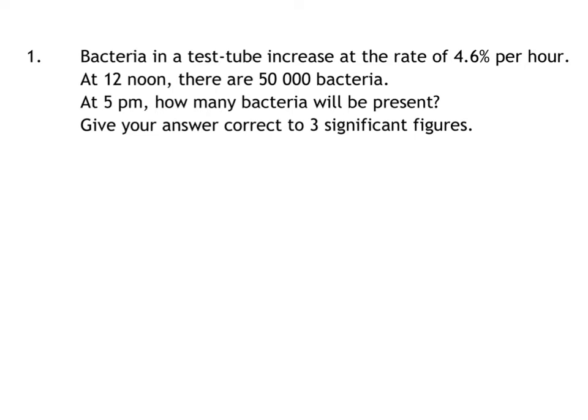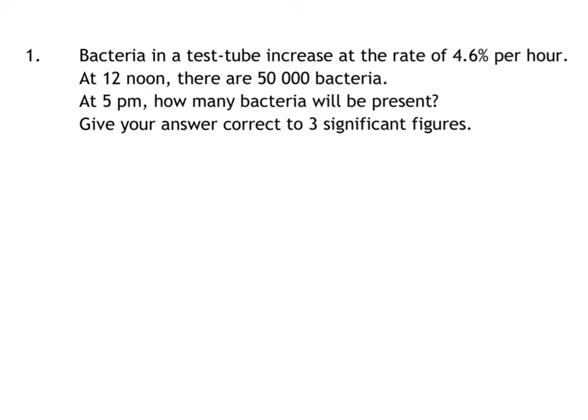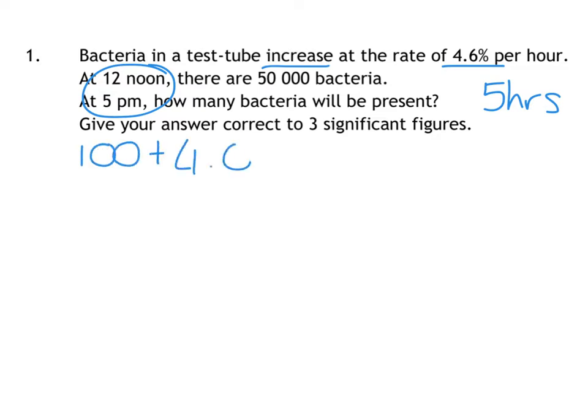Question 1 is your standard percentage. We have bacteria in a test tube increasing by 4.6%, from 12 o'clock to 5 o'clock. So that's it increasing for 5 hours, okay? If something's increasing by 4.6%, in your head you do 100 plus 4.6 is 104.6%. Now this is a quick way of doing it. As a decimal, you divide that by 100 and your multiplier is 1.046. Multiplying is a lot quicker than finding the percentage, adding it on, finding the percentage, adding it on. So that's what we're multiplying by.